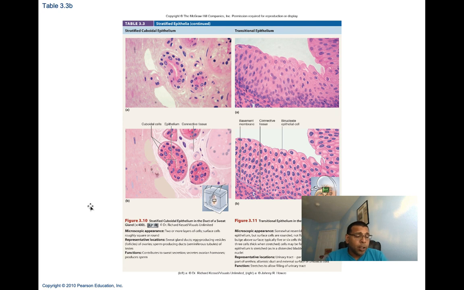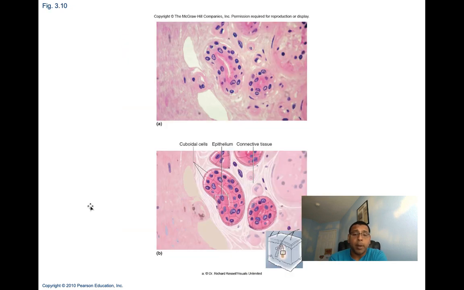So we talk stratified cuboidal epithelium and stratified columnar epithelium. They're both quite rare in the body. Stratified cuboidal epithelium is found in some sweat glands and mammary glands. And the stratified columnar has limited distribution throughout the body. Next, then, let's talk transitional epithelium.